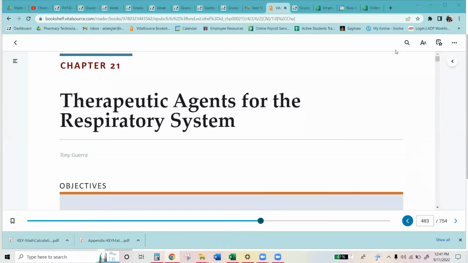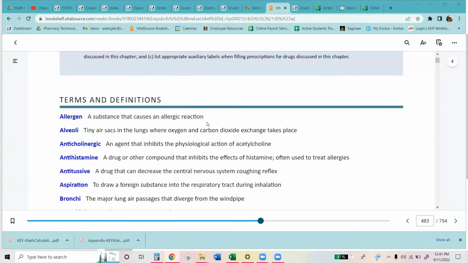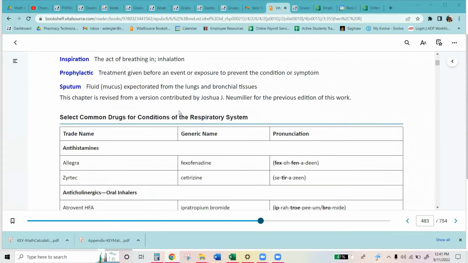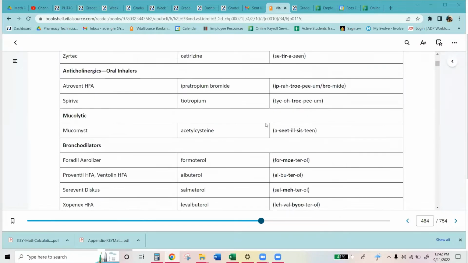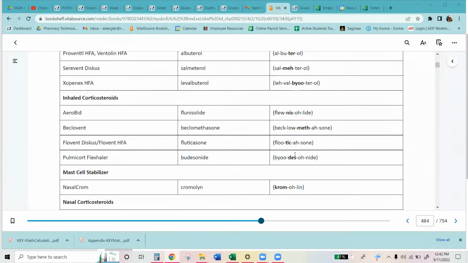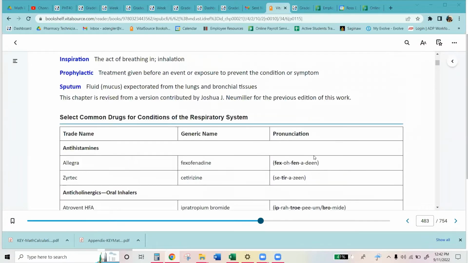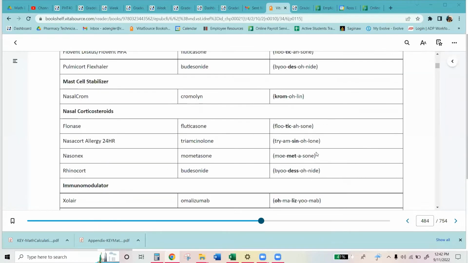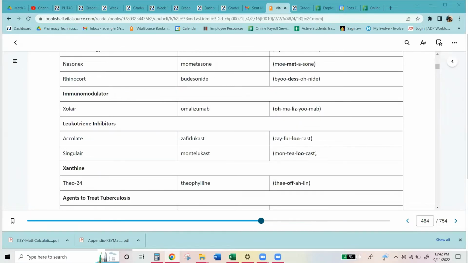Chapter 21, Therapeutic Agents for the Respiratory System. We have select common drugs for the conditions of the respiratory system, which we will go over more in depth throughout the chapter. But these are nice because they have the pronunciation and the generic and brand name. So these are common, so I would learn to say these, so it's great that they have the pronunciation there.